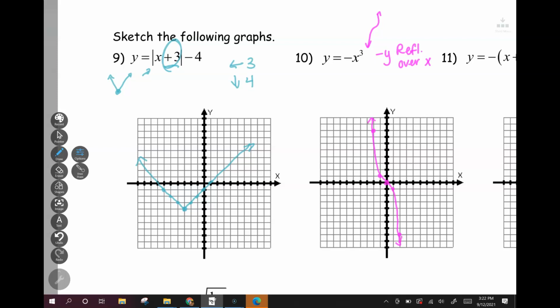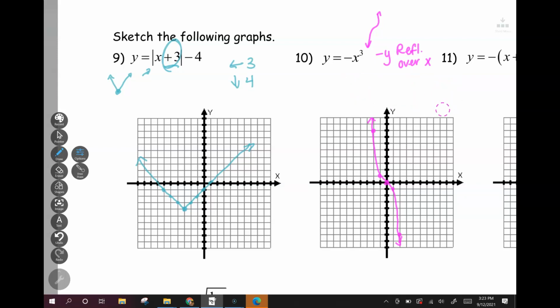Okay, and if you ever get stuck on that, you can always plug in some points. I could plug in 0 for x. 0 cubed is still just 0. So you'd have the point 0, 0 on the graph. If I plug in 2, 2 cubed is 8, so that's -8. So I have the point 2, -8 on the graph, which I do. Okay, so you can always plug in some points when in doubt.